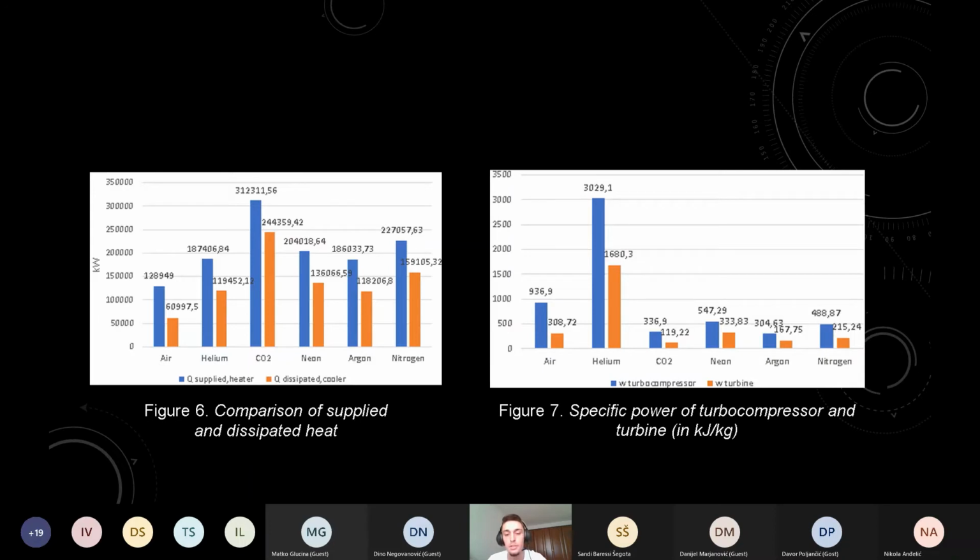The fourth comparison shows the relationship between specific turbo compressor power and specific turbine power. The lowest specific turbo compressor power can be seen for argon, while the highest can be seen for helium. Carbon dioxide has the lowest specific turbine power, while helium has the highest specific turbine power, as shown in figure 7.